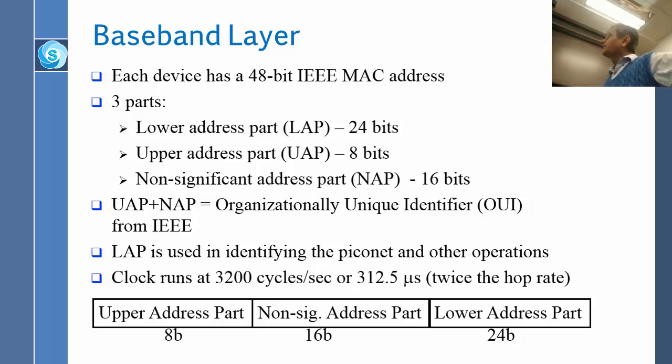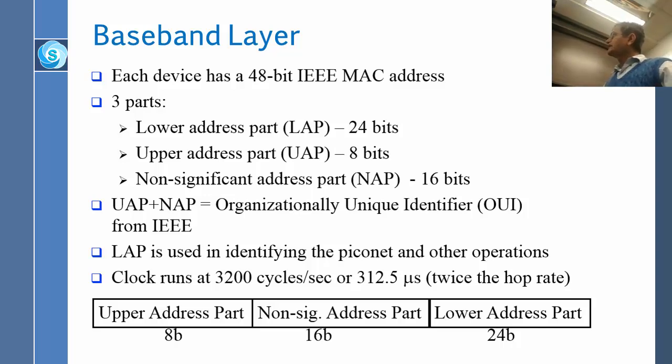UAP and NAP combined make the OUI from IEEE. And this part is used to identify the piconet. So if I start a piconet myself, I will use my lowest 24 bits to say that I'm network number such and such. There is some slight possibility that somebody else may have the same 24 bits, because they might be from a different manufacturer, and each manufacturer has its own address assignment.